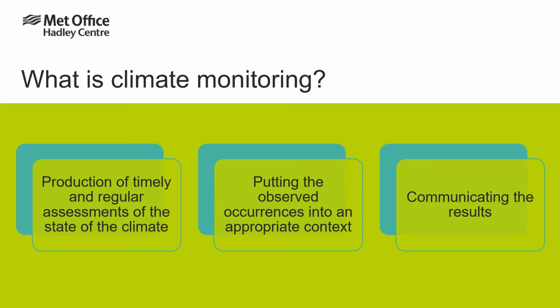The second of these tasks is putting the observed occurrences into an appropriate context. So I'll talk about the context in more detail later. And then we have communicating the results. And I'll say less about this. Other people will talk about communication, but it impinges on what we think an appropriate context is, who are we communicating these results to, what do we want them to know. So these three tasks are somehow interlinked.